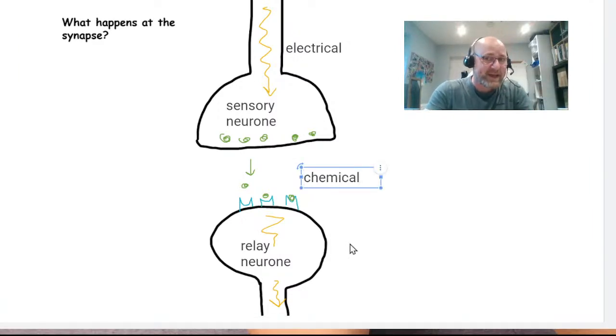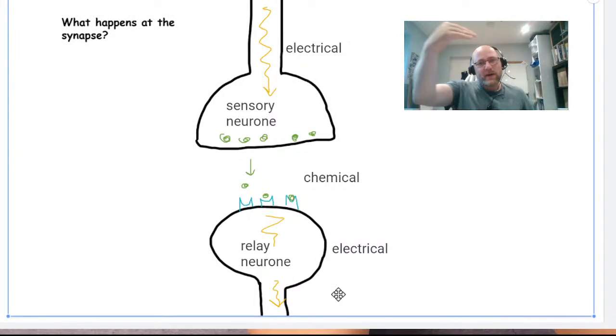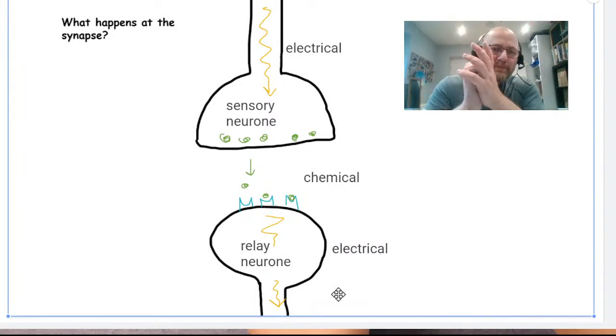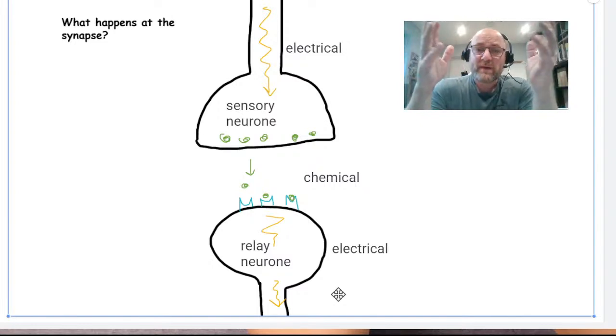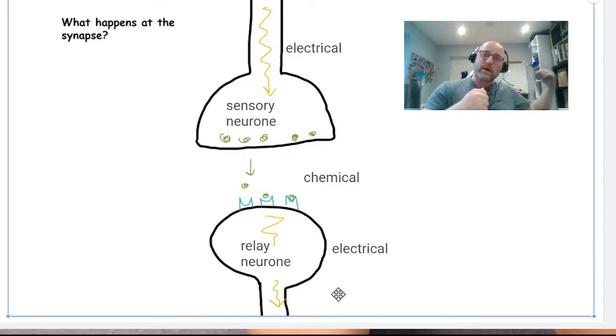The synapse is that gap there where it's chemical, and then it goes back to an electrical message here. So electrical, chemical, electrical. Okay. Yeah, and the job of the synapse you don't have to know, but if you wanted to know what a synapse does, it makes sure the messages can only go in one direction through the nervous system. Okay, so they can't go back the other way.